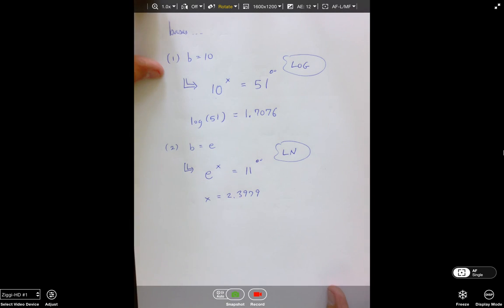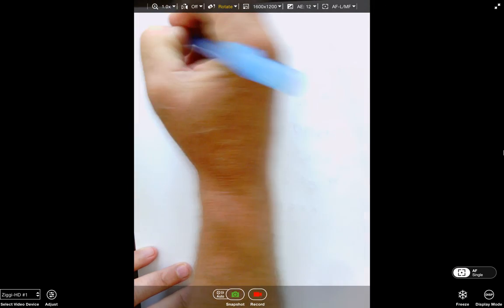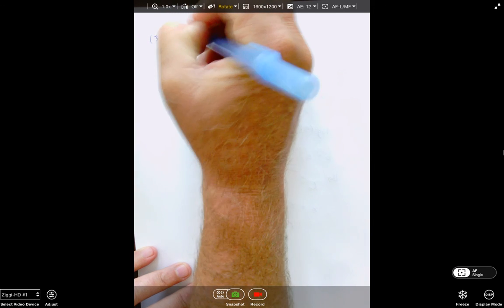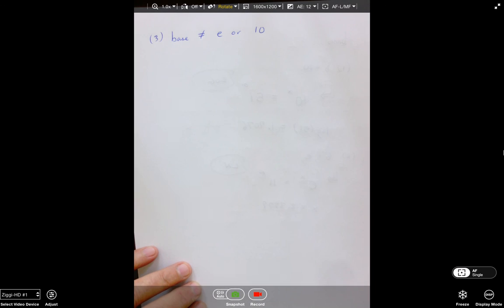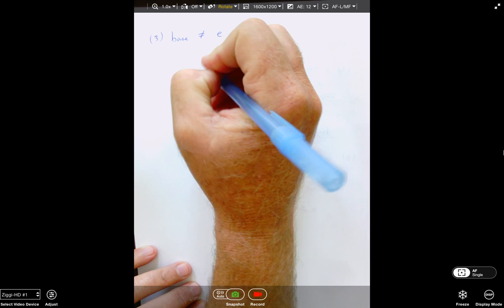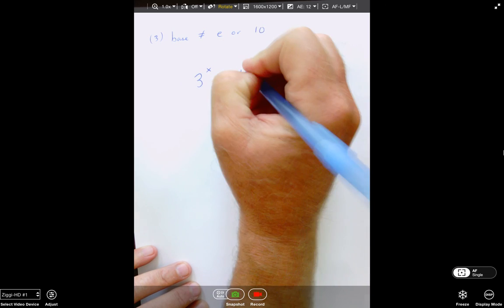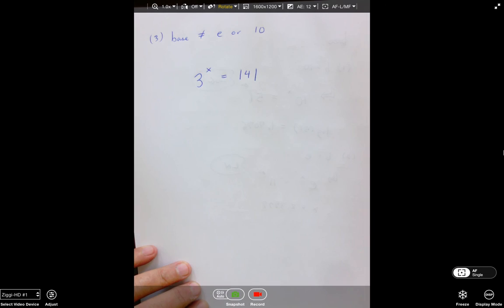The fun happens when we get something raised to a different base. So what happens when our base is not equal to e or 10? For example, what if we have 3 to the x is 141? What power would we raise 3 to get 141?